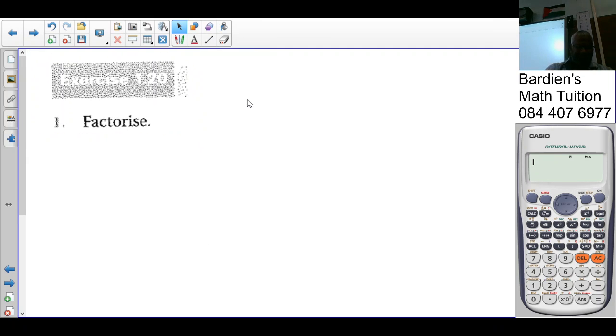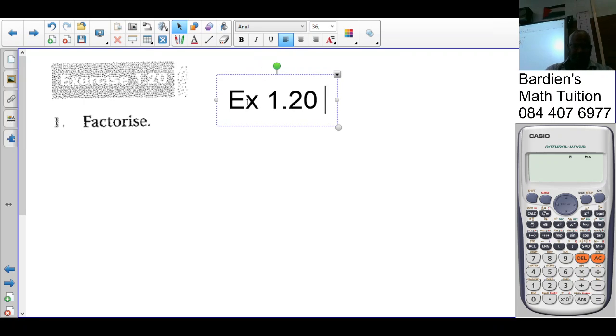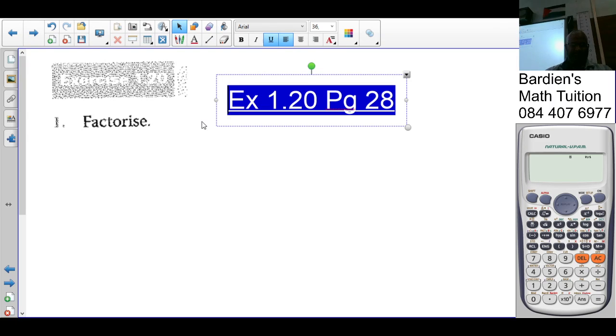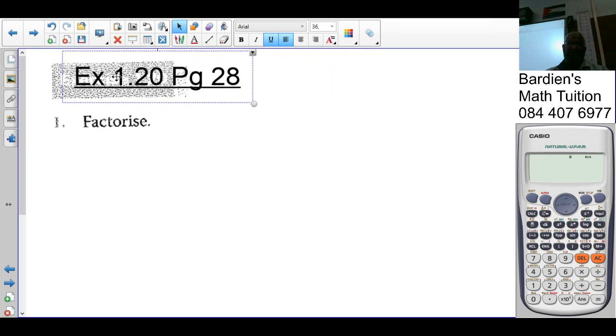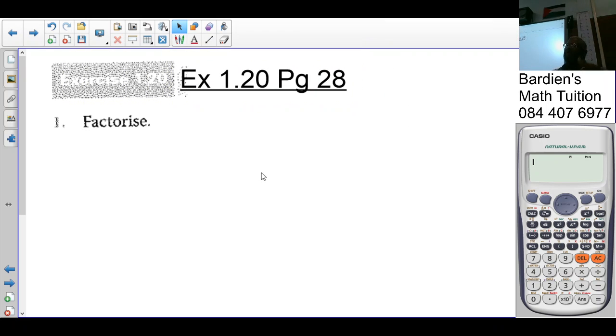Which page is this on? Thank you. But let me know when my answers is wrong, no? When you disagree with what I'm doing or whatever, just let me know and I'll try and explain to you why you are right or why I'm wrong, whatever. Why I'm right, whatever. No? I must know all the answers like the other teachers, no? Maths is different.